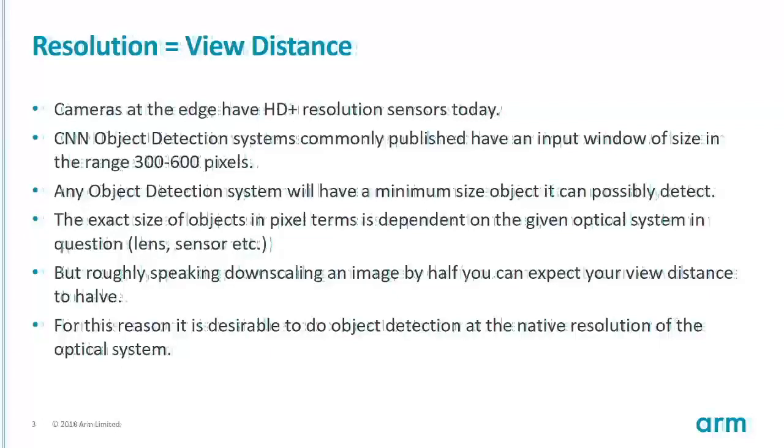As the slide says, it roughly depends on your optical system, your sensor, your lens, and all these other factors. But if you downscale your image by half, you're going to throw away small detections. For this reason, it's desirable to work at native resolution if you can. You have the sensor, you want to use it.